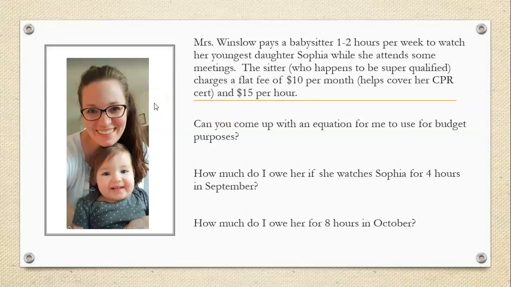All right, let's look at this example. This is my daughter, Sophia. So Miss Winslow pays a babysitter 1 to 2 hours per week to watch her youngest daughter, Sophia, while she attends some meetings. The sitter, who happens to be very qualified, charges a flat fee of $10 per month. That just helps cover things like her CPR certification, maybe her gas money, maybe lunch money, and then $15 per hour. Can we come up with an equation to use for budget purposes?